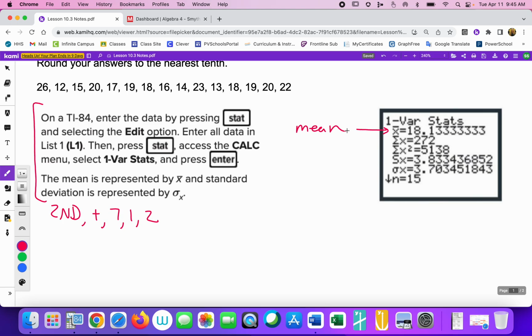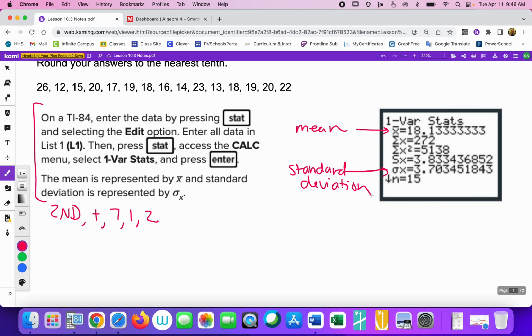Now standard deviation is denoted right here. Does anyone know what this Greek letter is? Right here, it says O with a little tail on it. That's sigma. Okay, so if you see the word sigma, that is standard deviation, and that is right here above n. So if you ever heard of fraternities or sororities with sigma in it, that's the symbol they're going to use for that. Okay. So mean is the X with the bar over it.